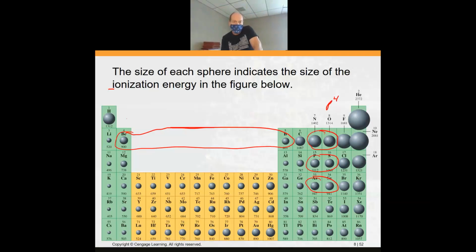Again, this is an s2. This is a p1. When you remove the p1, now you have an empty p subshell, and there is stability in an empty p subshell. That's why it's easier to remove this p than it is to remove the s2.